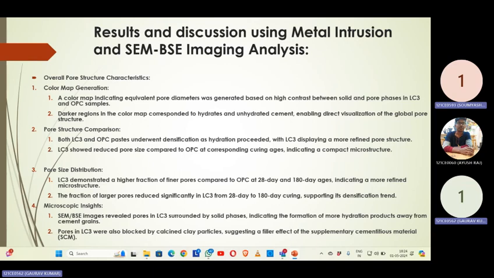Second is pore structure comparison. Both LC3 and OPC paste underwent densification as hydration proceeded, with LC3 displaying a more refined pore structure. LC3 showed reduced pore size compared to OPC at corresponding curing ages, indicating a compact microstructure.